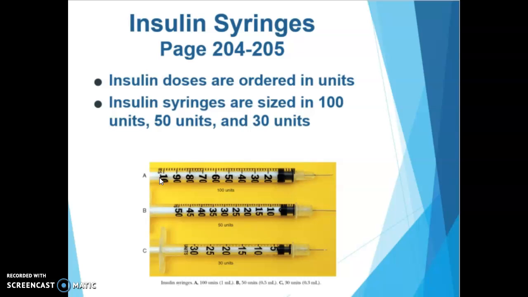Insulin is the only thing that's measured in units. Be sure that you're only giving insulin in the insulin syringe. Now they come in different sizes. This top one is a 100 unit syringe. They've got a 50 unit syringe, and they've got a 30 unit syringe. This 100 unit syringe is the same size as your 1 milliliter tuberculin syringe, so don't get those confused.